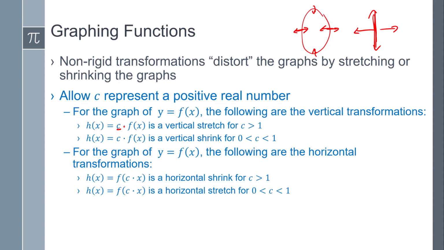And if we are multiplying our x by a number, that affects the horizontal, and it's opposite. So if it's greater than 1, we call that a horizontal shrink. And if it's between 0 and 1, we call that a horizontal stretch.